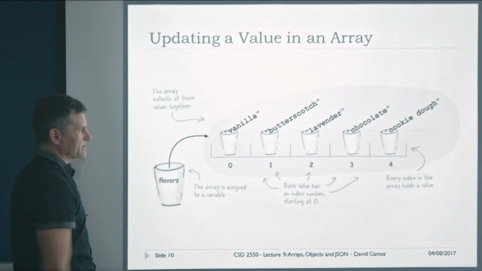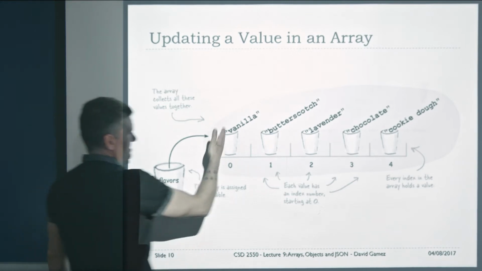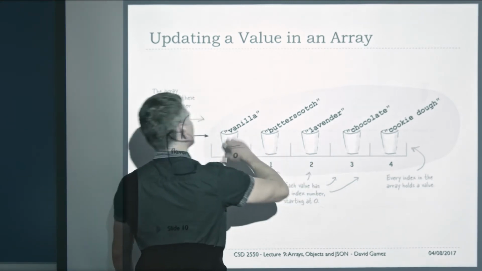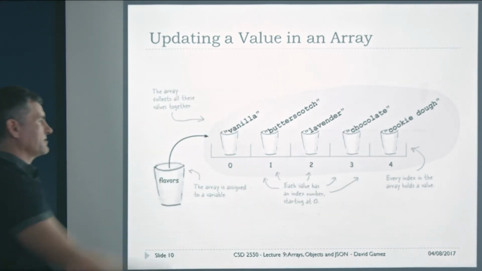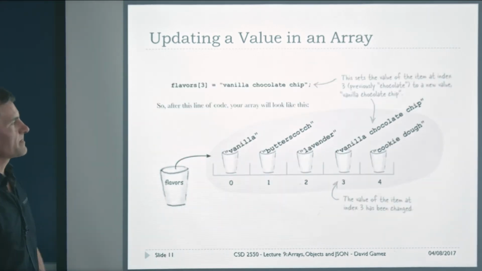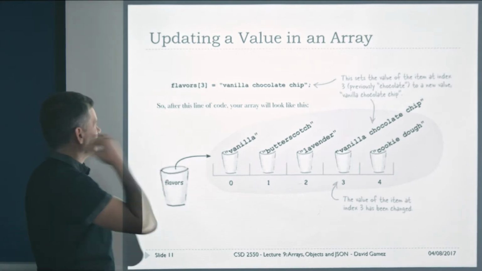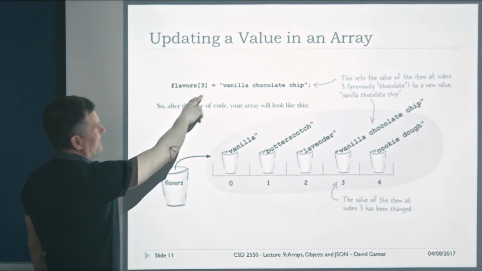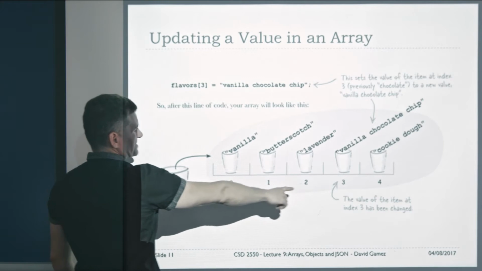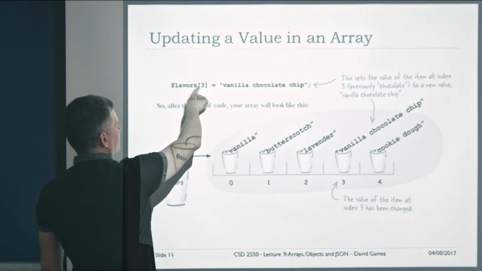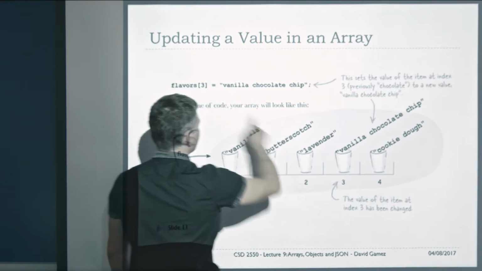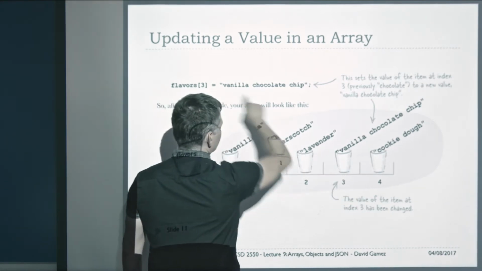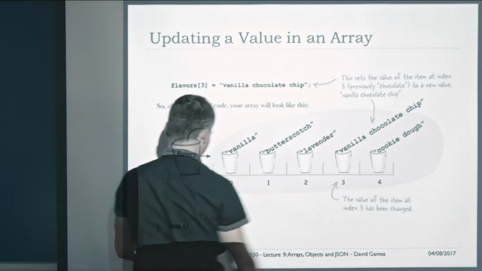So going back to this bucket picture, here at positions 0, 1, 2, 3, and 4, we've got vanilla, butterscotch, lavender, chocolate, and cookie dough. That's the creation of the array with this line of buckets. Now, if we want to change something in the array, then we use the assignment operator. So we're accessing, in this case, index 3, which is actually the 4th position in the array, and we're saying we want to put in this bucket this string instead of the string that was there originally.